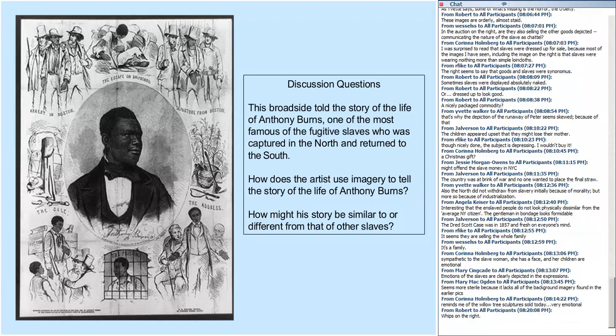Any other comments? What is different to you about this image than the ones we've been looking at? Are there things about it that strike you as being a new way of depicting the story or the life of the slave or things that happened to slaves?